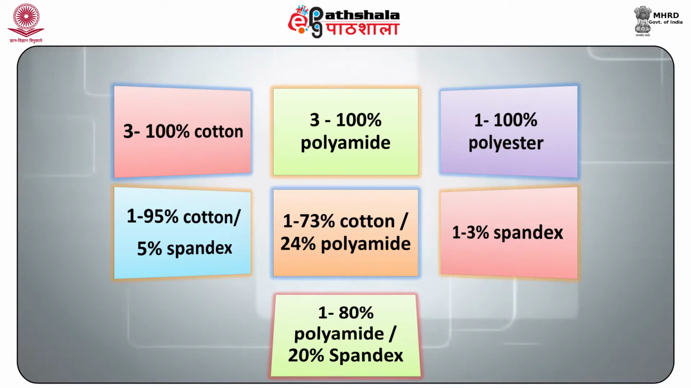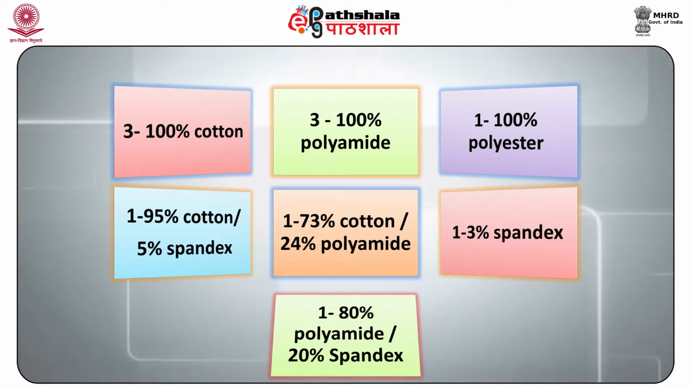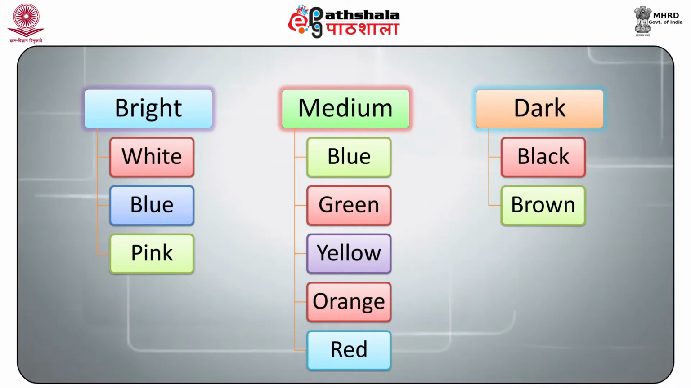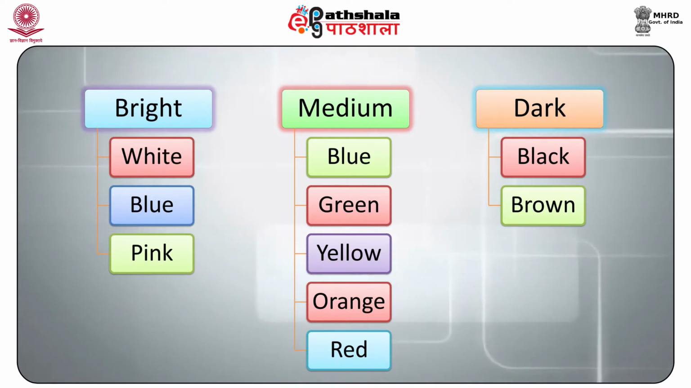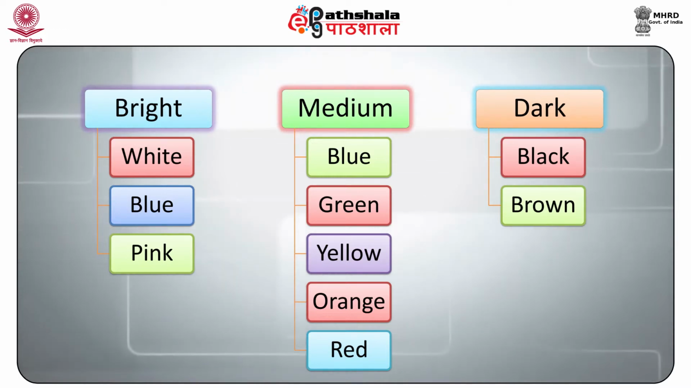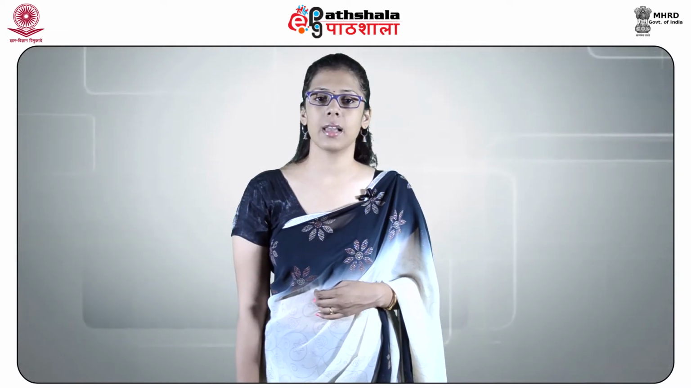This resulted in different colors and color combinations of fabric, including white and black. Now, the fabric was classified into 3 groups: bright, that is the white, bright blue and pink; medium, blue, green, yellow, orange, red; and the dark, that is the black or brown. Now next is the light.